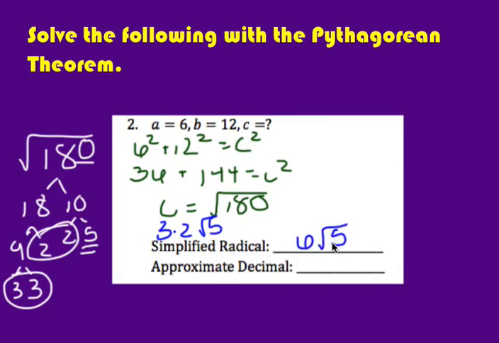So to get the approximate decimal, what I'm going to do is 6 times the square root of 5. Now when I do that, I get 13.42. You might want to do yourself the favor of making sure you can type your answer in and that you know how to do that on the calculator. Please be careful of your rounding when you do that.